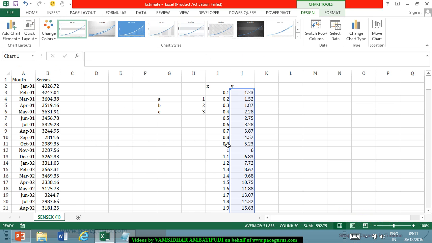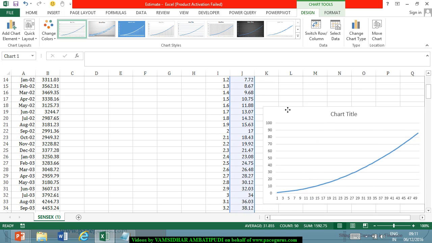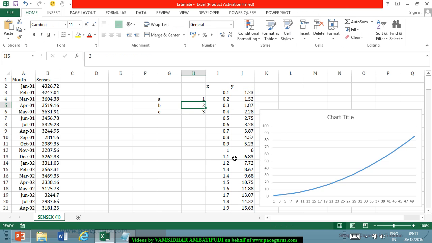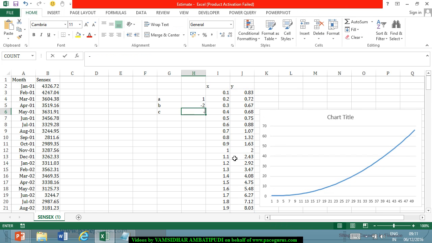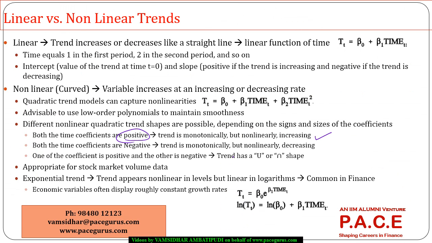But look at the scenario when both of them go negative. Let's say I put -2 and -3. I could see that it's a completely falling kind of a trend. Irrespective of whatever the a is, if b and c are both negative, which are the two time coefficients, one is the linear, the first degree coefficient and the other one is the second degree coefficient, I see a kind of a decreasing trend.